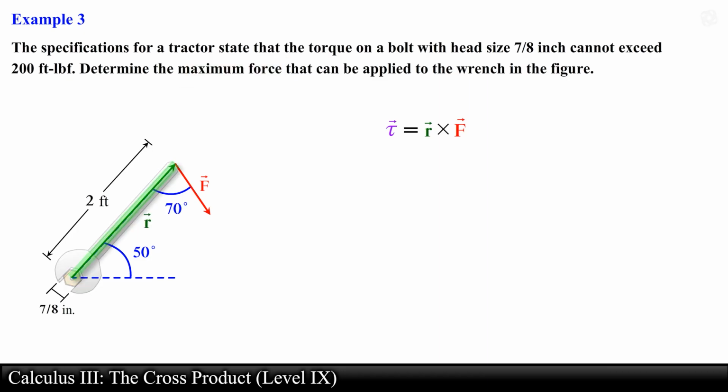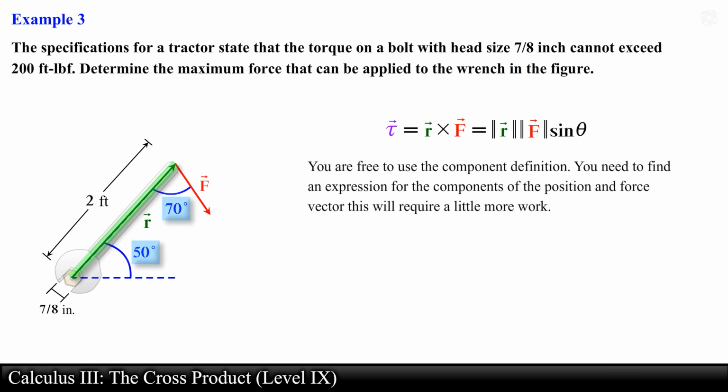Since we are given the magnitude of the position vector and we are also provided with various angles, we're going to use the geometric definition of the cross product to solve this problem. You're free to use the component definition as well. You just need to find an expression for the components of the position and force vector. This will require a little more work. Nevertheless, it is an acceptable way of solving the problem.